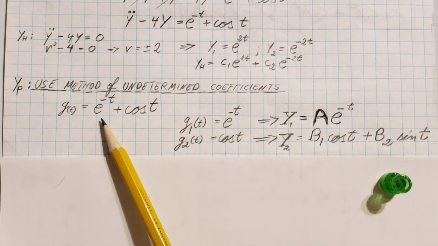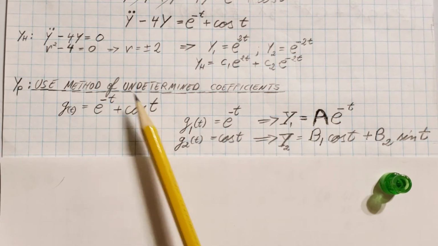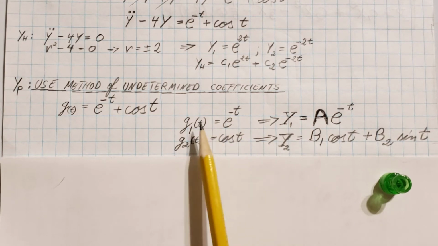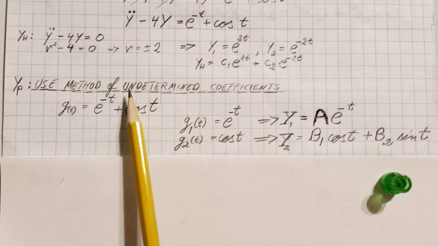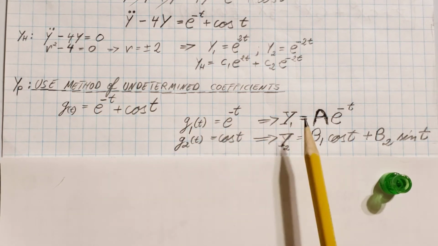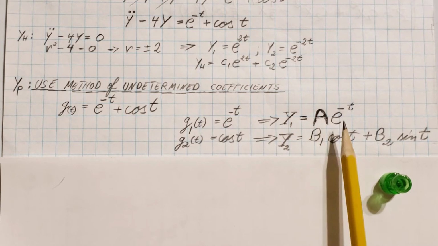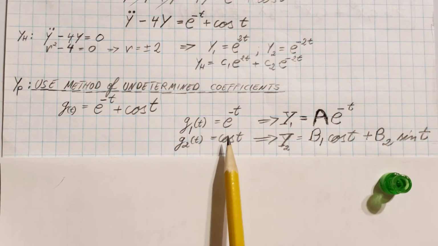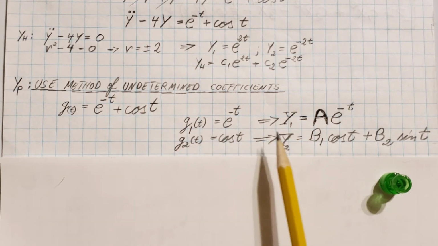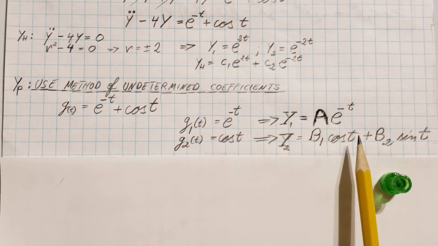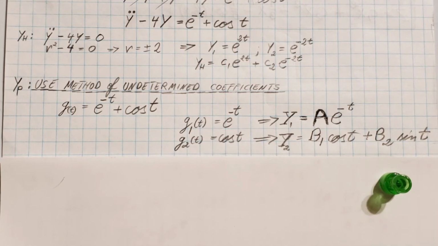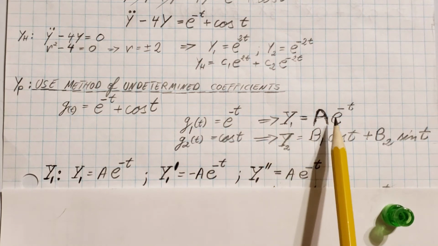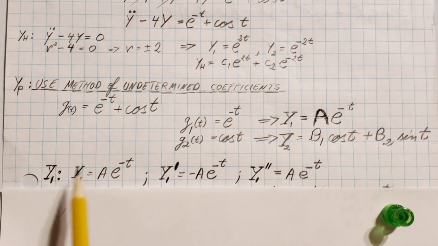On my right hand side I have two terms, so I'm going to guess one solution for each. g1 of t equals e to the negative t. This is my first term, and for this I'm guessing a solution of a e to the negative t. For my second term, g2 of t is cosine t, and I'm going to guess a solution b1 cosine t plus b2 sine t. Okay, let's work on the first one, y1 equals a e to the negative t.